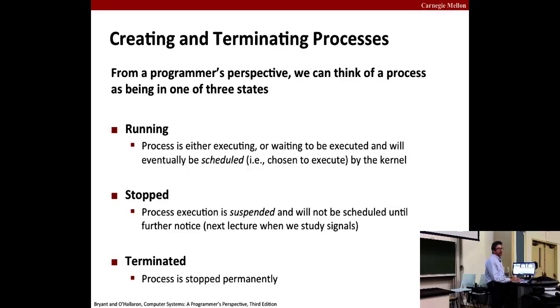It can be stopped, which means that execution is suspended and won't be scheduled until further notice. We'll see how this works when we study signals in the next lecture. But usually a process is stopped because it receives a certain kind of signal, and then it won't be scheduled until you explicitly tell it to be. Or a process can be terminated, which means it's stopped permanently. It'll never be scheduled again. It's done.